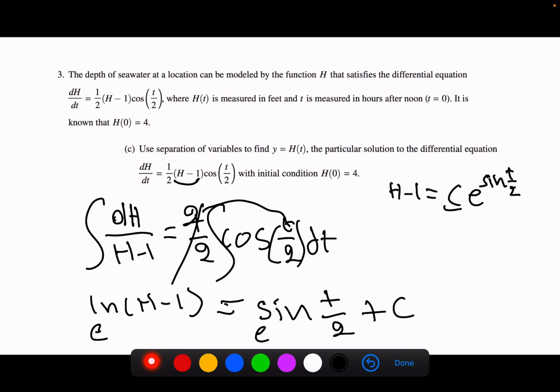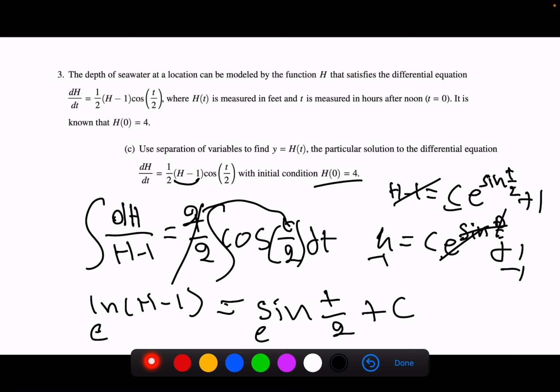Now, if we want to figure out the constant term here, we're given the initial condition h of 0 equals 4. Let me add 1 to both sides here. So 4 is equal to c times e to the sine of t over 2, where t is 0, so sine is 0, e to the 0 is 1, so c plus 1. Subtracting 1, c is equal to 3.